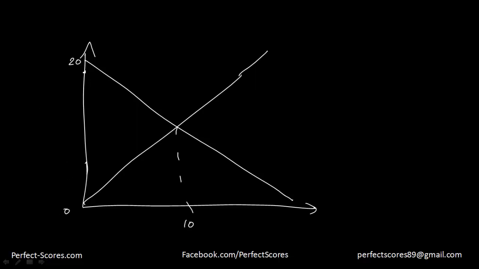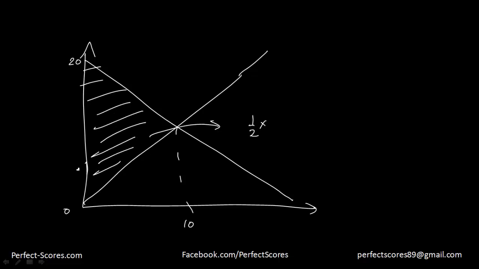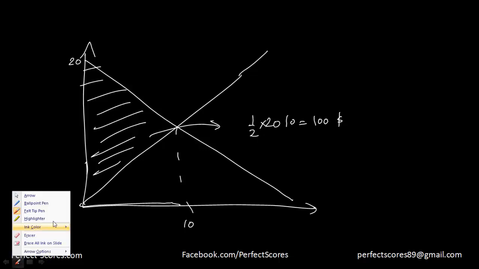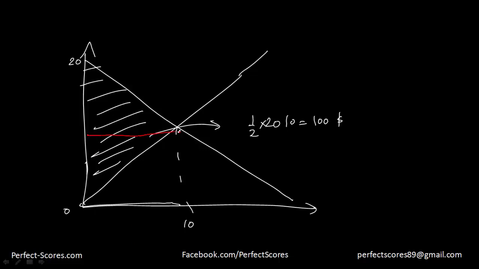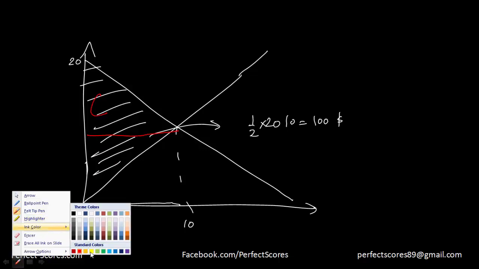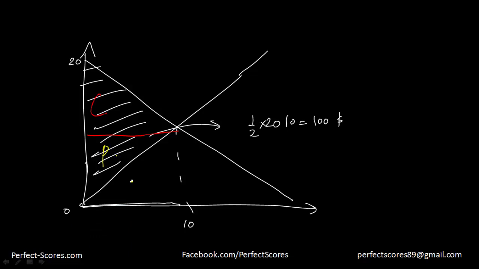So the total revenue was this area over here. What is the area of a triangle? Area of a triangle is half times base, which is 20, times the height, which is 10. So the area over here is nothing but $100, and out of which, what is the consumer surplus? The consumer surplus is this part. And what is the producer surplus? The producer surplus is this part.